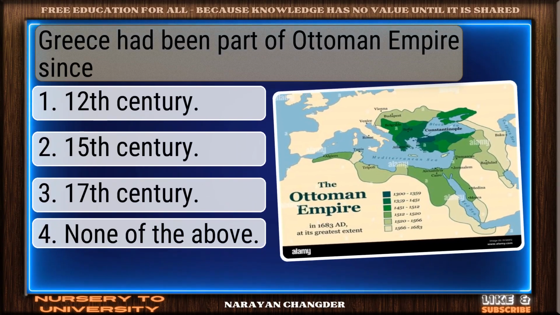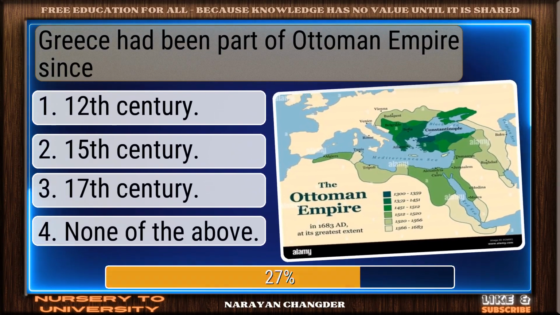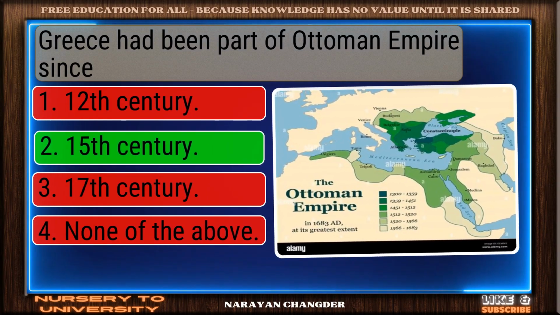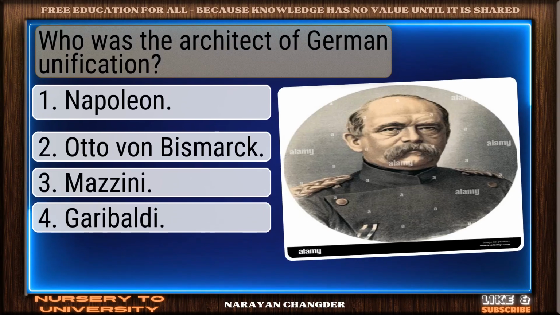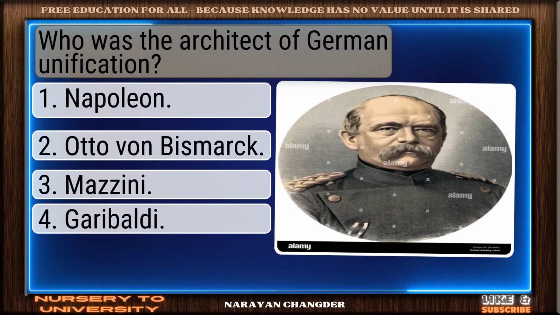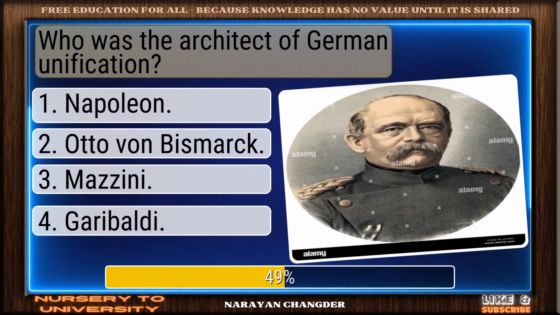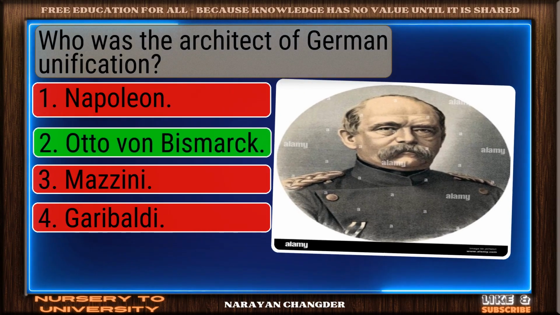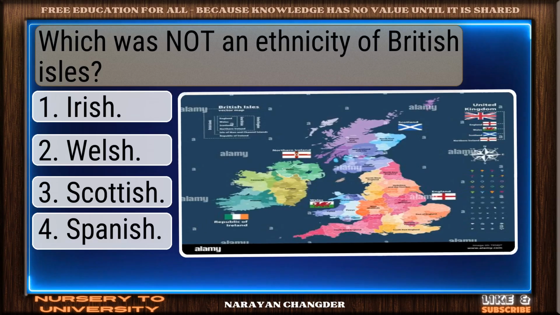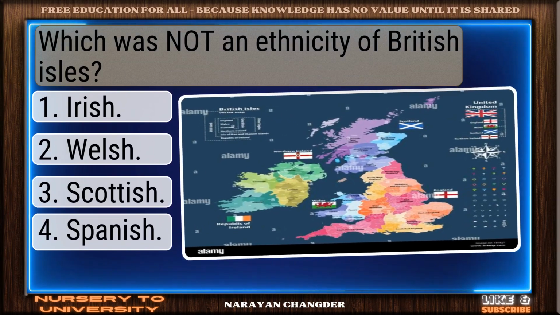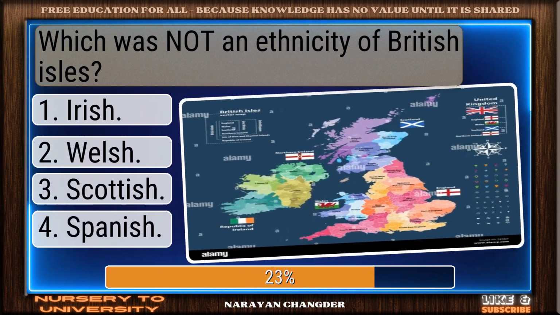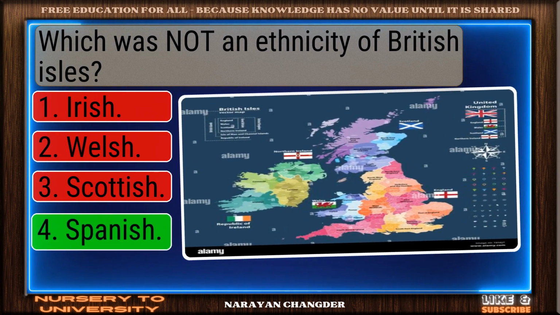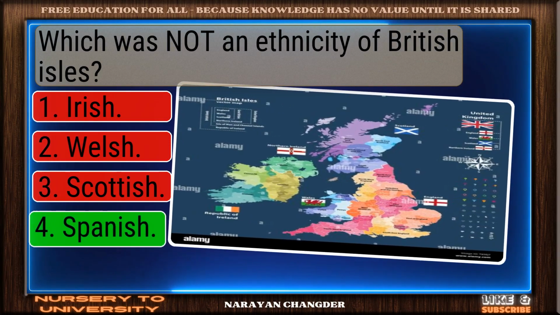Greece had been part of Ottoman Empire since. Nice work. 15th century fits perfectly. Who was the architect of German unification? Right choice. Otto von Bismarck is best. Which was not an ethnicity of British Isles? Solid response. Spanish is valid.